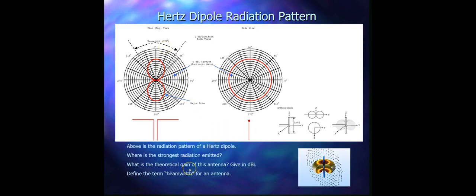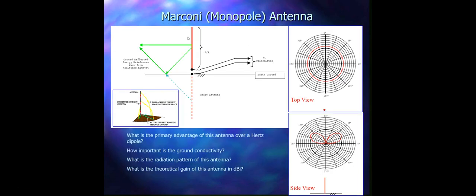Now here the gain for the dipole antenna is 2.15 dBi, and the beam width we have already explained. Now moving on to the next slide. Next we have a Marconi antenna, also called a monopole antenna. A Marconi or monopole antenna is a 1/4-length radiator placed vertically over the earth, and the earth ground here provides the return path for the radio frequency currents that flow in the antenna.